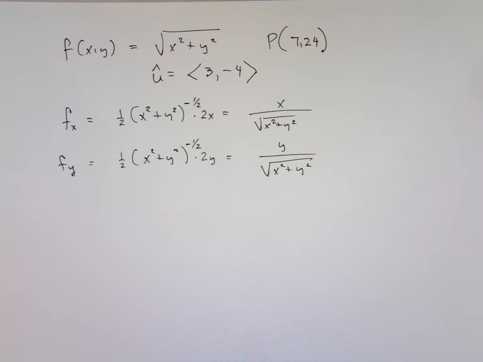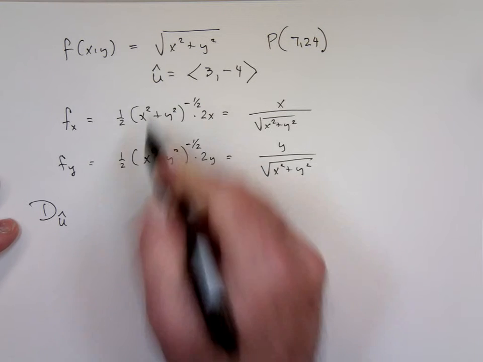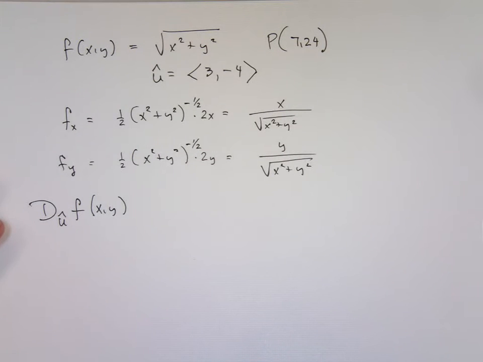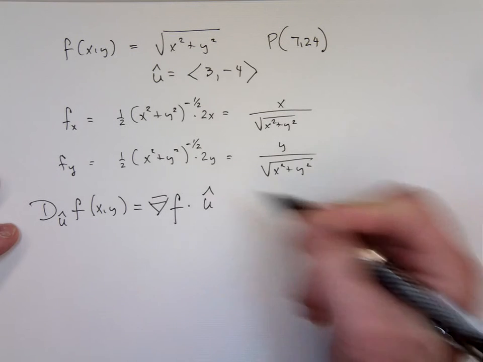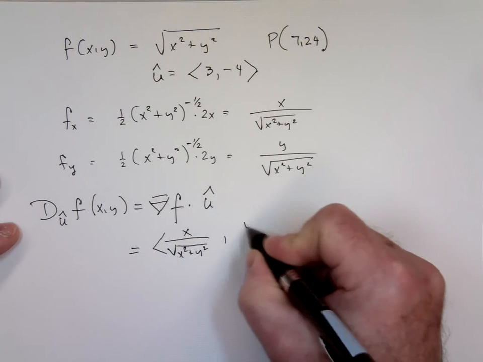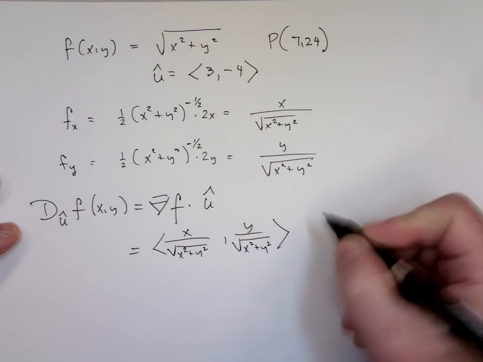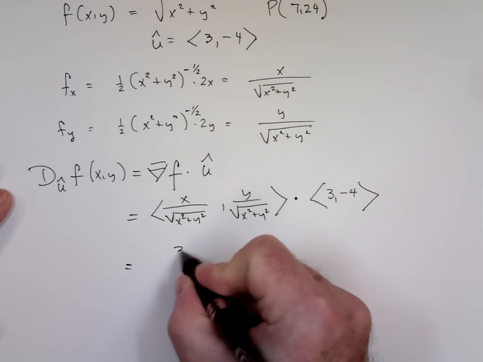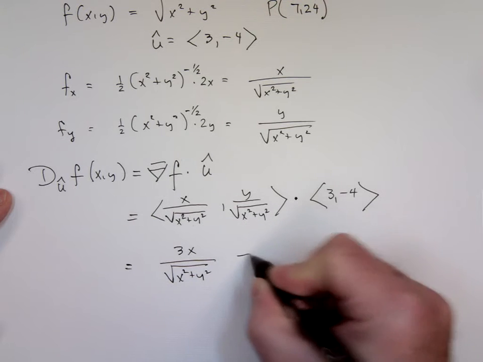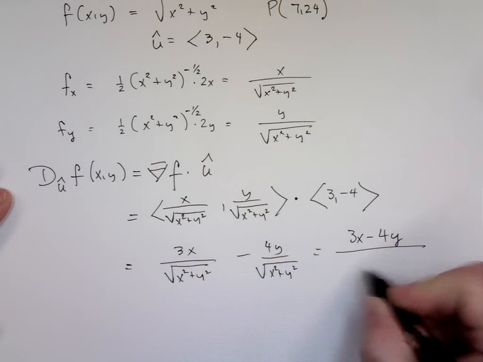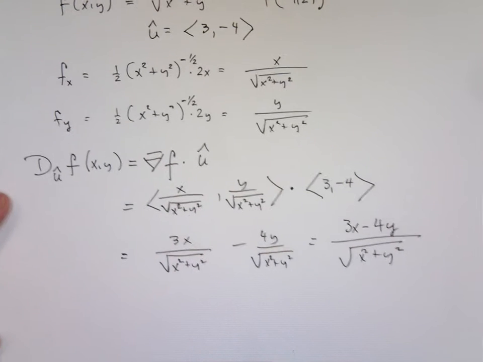The directional derivative in the direction of our unit vector, which they give us, kind of nice, at this point, well, let's do it for x, y first, and then we'll substitute in for x and y, is equal to the dot product of our gradient with our unit vector. The gradient is x over the square root of x squared plus y squared, y over the square root of x squared plus y squared, dot 3, negative 4. Multiply this out: 3x over that square root minus 4y over that square root. That's 3x minus 4y over that square root. That's the directional derivative.